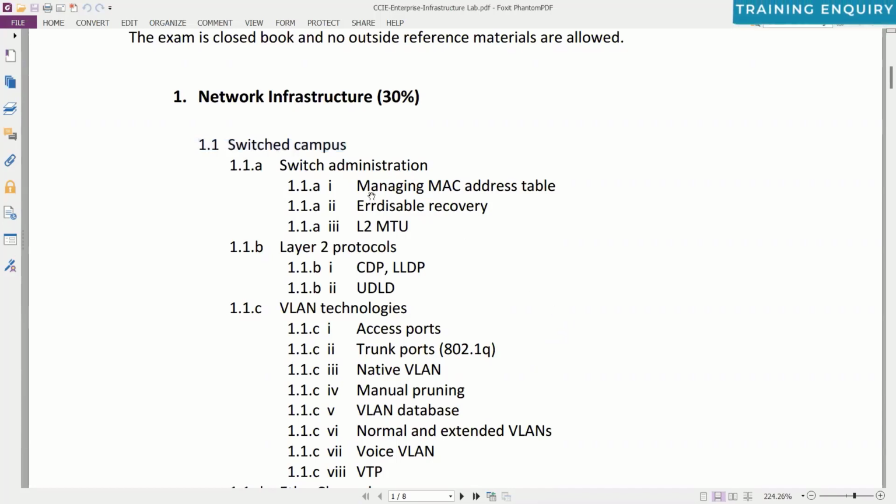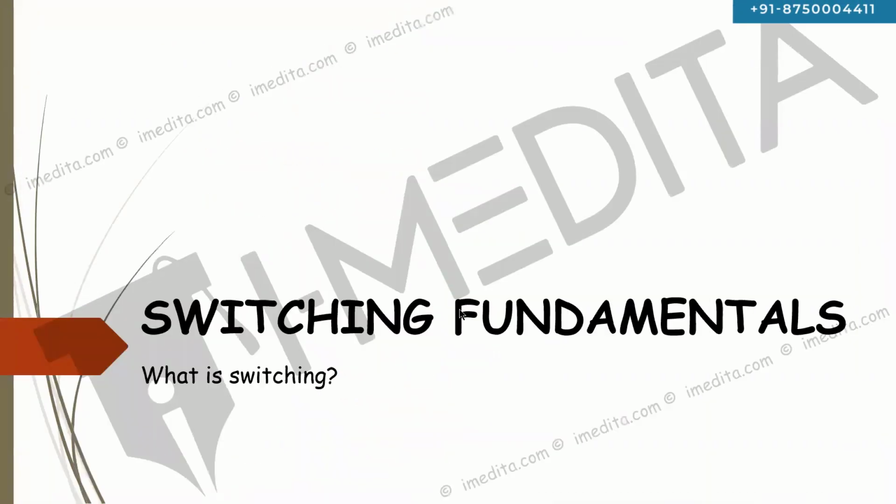Now you will be able to relate what configurations we need to do manually and what configurations are actually pushed by DNA Center in an automated fashion, right? So we'll be starting this campus part first of all. So first, what is switching? In the switching fundamentals, what is switching and where can we perform switching in our enterprise network?